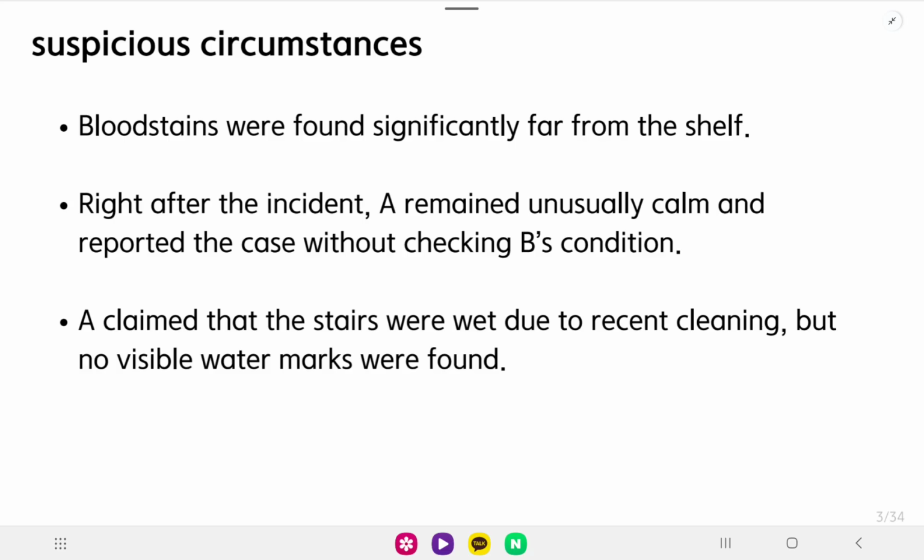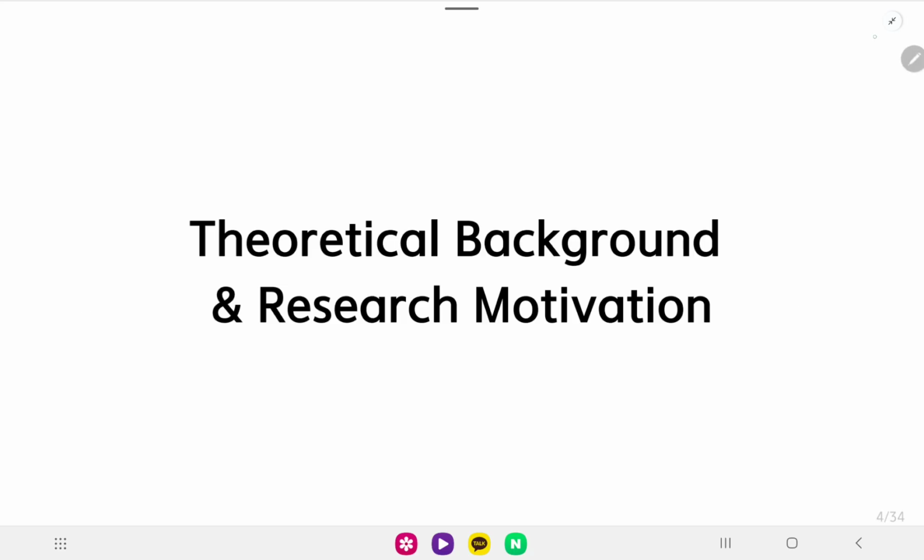A remained calm when calling emergency services, but did not check B's condition. Additionally, the stairs showed minimal traces of moisture, contradicting A's claim of recent cleaning. Given these circumstances, it was suspected that B did not simply fall, but was pushed, leading to fatal trauma. To verify this hypothesis, we conducted a scientific analysis of bloodstain patterns and droplet behavior.